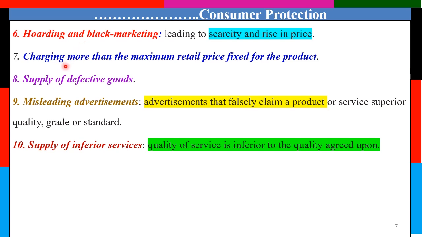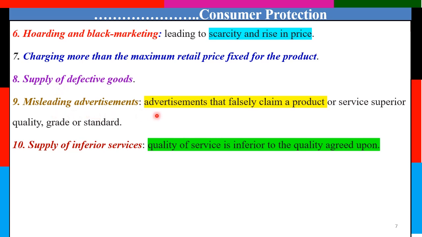Number 7, charging more than the maximum retail price fixed for the products, increasing or adding to the price of the product. This is also another factor that may affect the consumer. Supply of defective goods, which is, again, not good practice by the business groups.